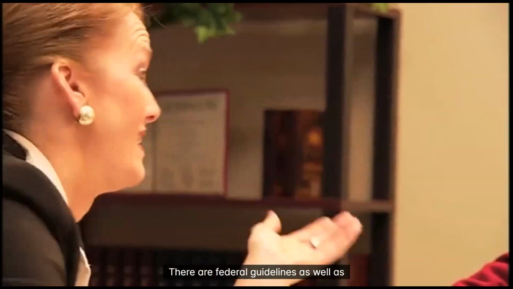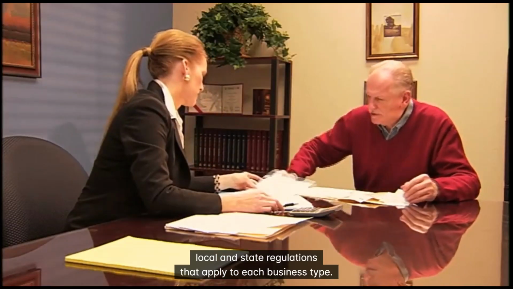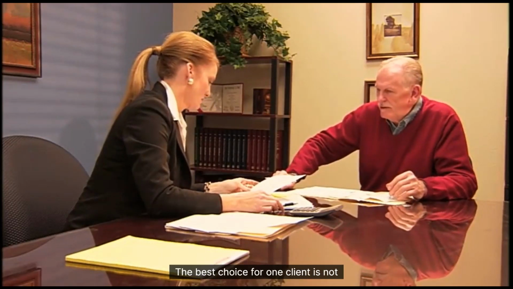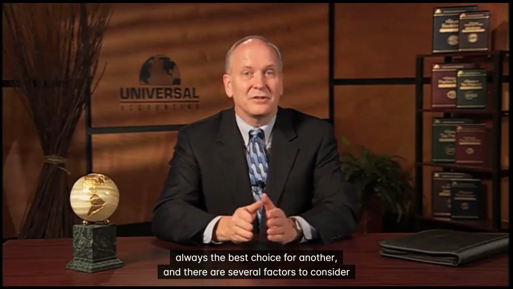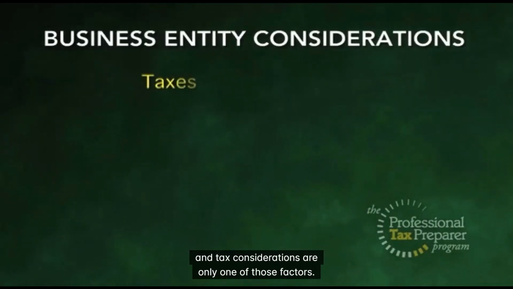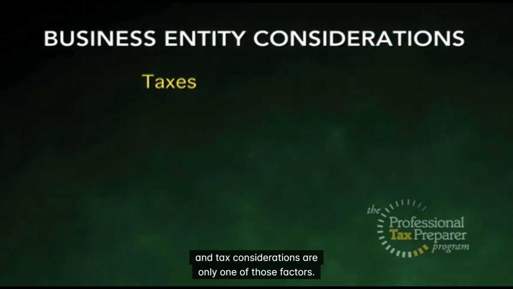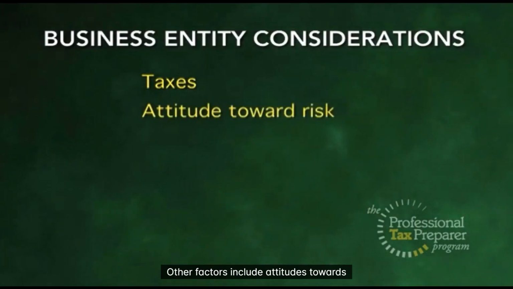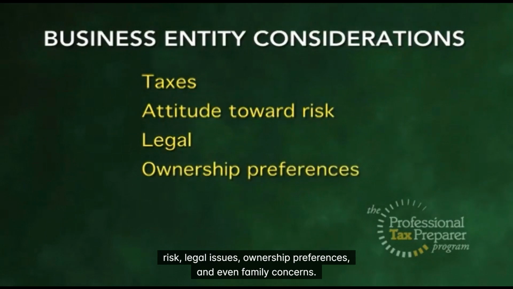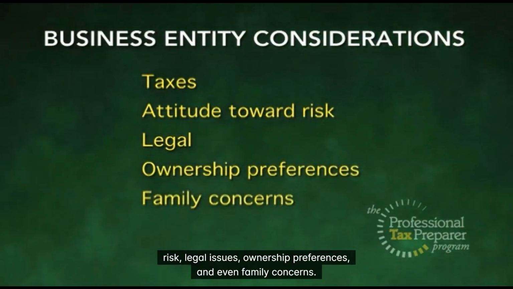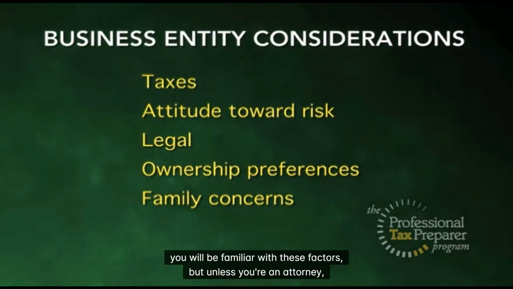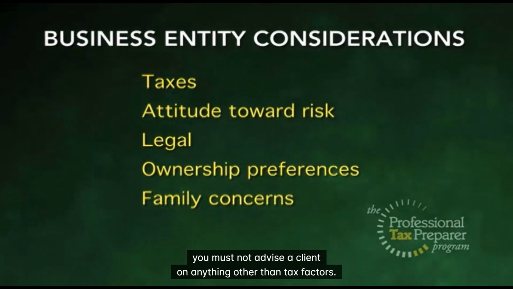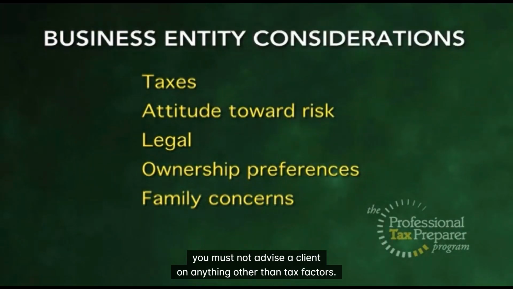There are federal guidelines as well as local and state regulations that apply to each business type. The best choice for one client is not always the best choice for another, and there are several factors to consider when a person is deciding the type of business entity to choose, and tax considerations are only one of those factors. Other factors include attitudes towards risk, legal issues, ownership preferences, and even family concerns. Upon completion of this session and chapter reading, you will be familiar with these factors, but unless you're an attorney, you must not advise a client on anything other than tax factors.